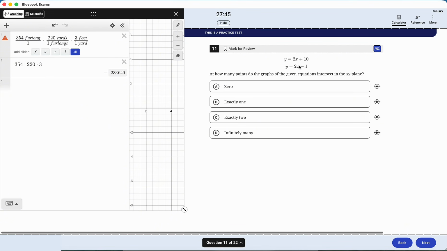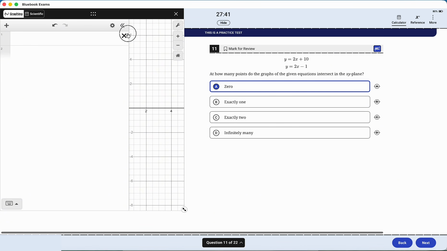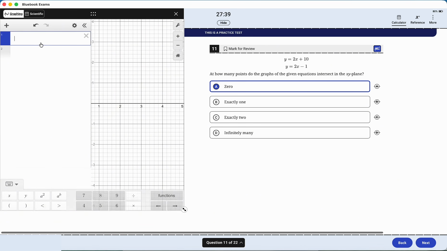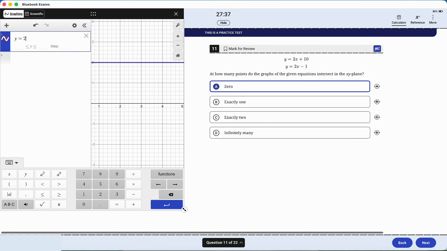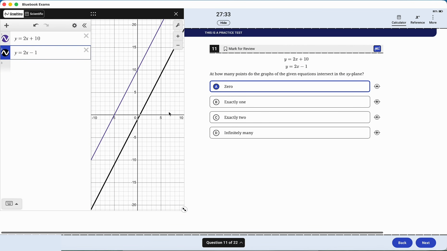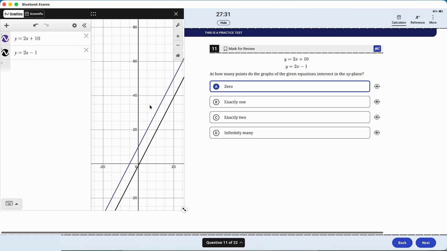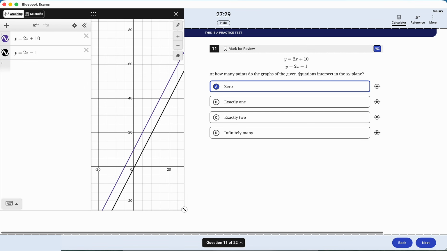Next one here: at how many points do these intersect in the XY plane? Well, you might just be able to look at this and say these are parallel lines, so it's going to be 0, but you can confirm this, right? This is one you don't want to get wrong. It's pretty basic. You can type it in Desmos and literally see whether they intersect each other or not. And no, you'll see that they're parallel lines, right? I know that because they're lines and they have the same slope.